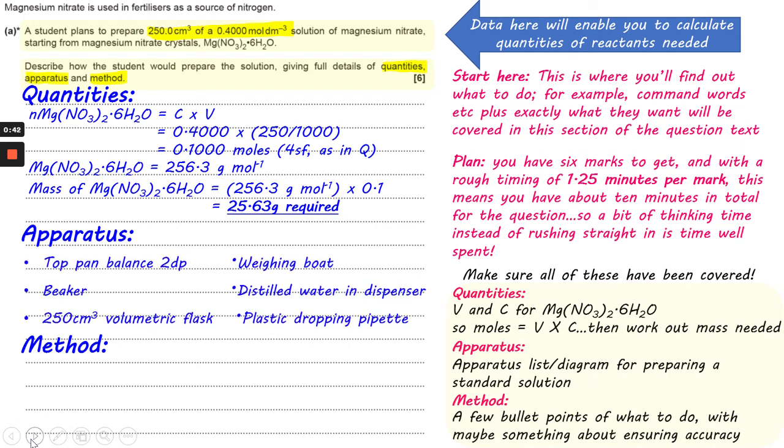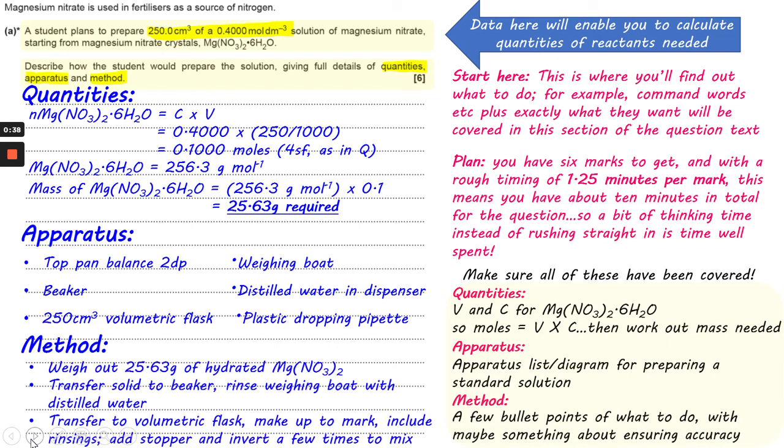Now the apparatus can just be listed, that's absolutely fine. And the method can basically cover what you do. So you'd weigh out your hydrated magnesium sulfate solid first of all. You transfer the solid to the beaker, rinsing the weighing boat as you go with distilled water. You transfer that to the volumetric flask. You make it up to the mark using your little plastic dropping pipette. Include rinsings, add the stopper, and then invert a few times to mix.